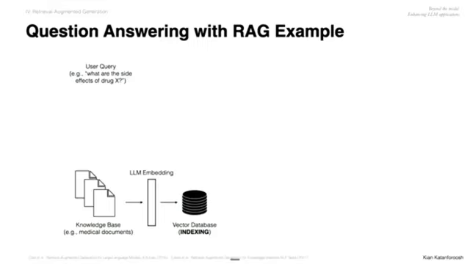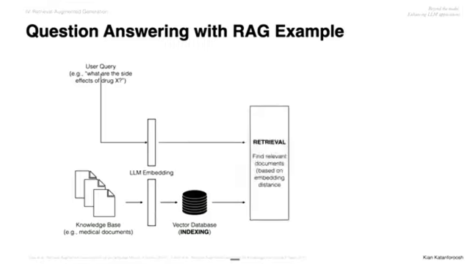A vector database is essentially storing those vectors in a very efficient manner, allowing fast retrieval with a certain distance metric. So what you do is you also embed, usually with the same algorithm, the user prompt, and you run a retrieval process, which is essentially saying, based on the embedding from the user query and the vector database, find the relevant documents based on the distance between those embeddings.